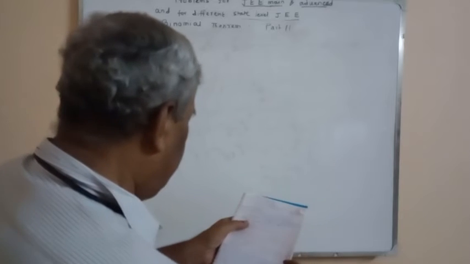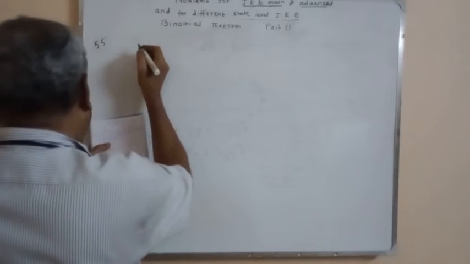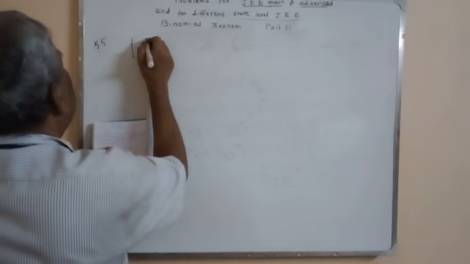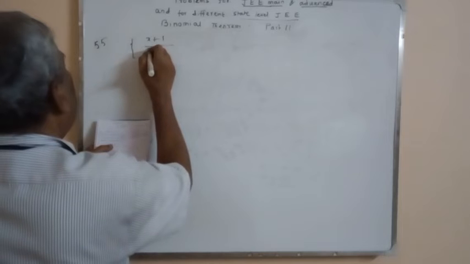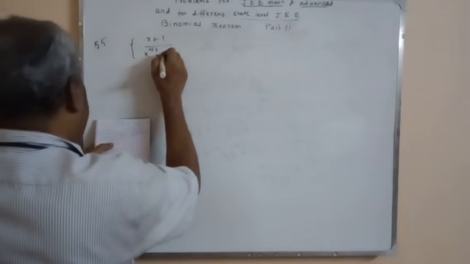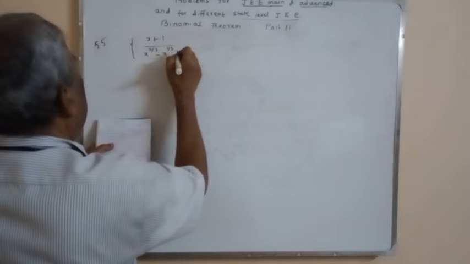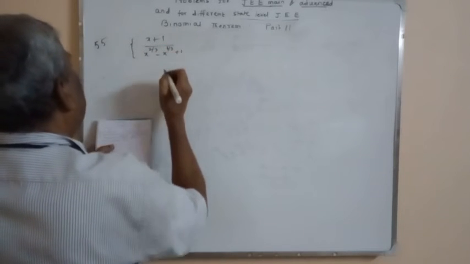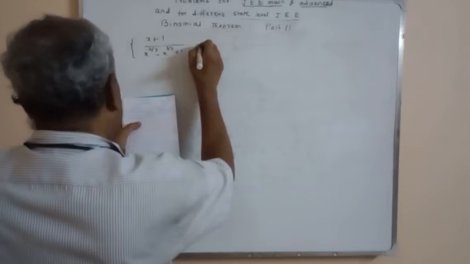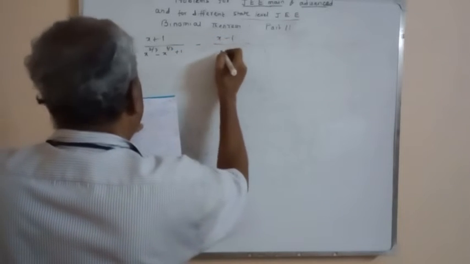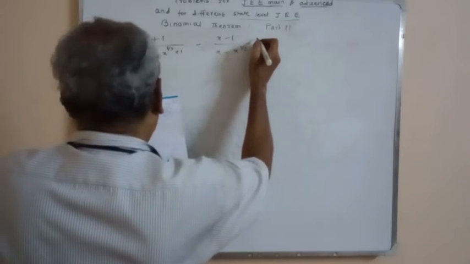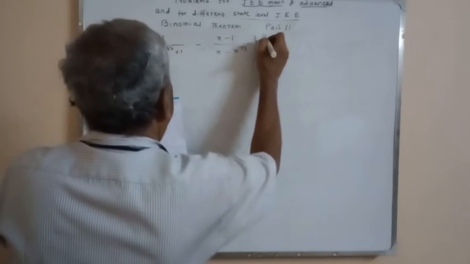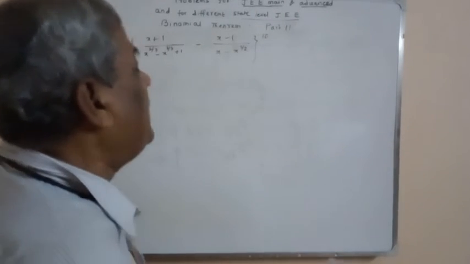Next. Problem number 55. Find the term of (x plus 1 by x to the power 2 by 3 minus x to the power 1 by 3 plus 1) minus (x minus 1 by x minus x to the power half) whole to the power 10. Find the term of that which is independent of x.